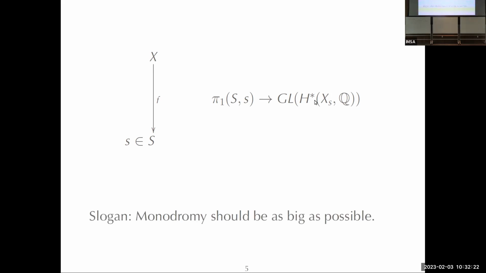This is a sort of precursor of what I want to tell you about today. There's a kind of slogan in algebraic geometry that if you have a representation like this, the image of this representation, the monodromy group, should be as big as possible. Any constraint that's not forced by the geometry, it should not satisfy. In other words, this representation should reflect well the geometry of the situation.